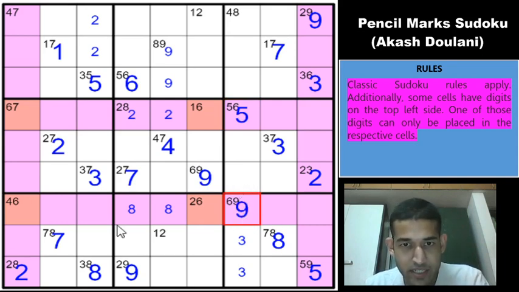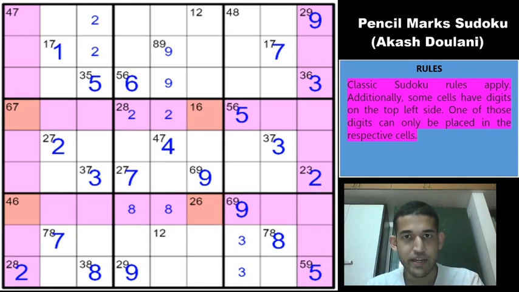So any more deductions? In column 1 we don't have any further deduction. Okay, column 6, no more 6s. Okay, we got just 2 more digits, I think. Can we remove any more 6s? I don't think so. So let us stop highlighting those cells now.